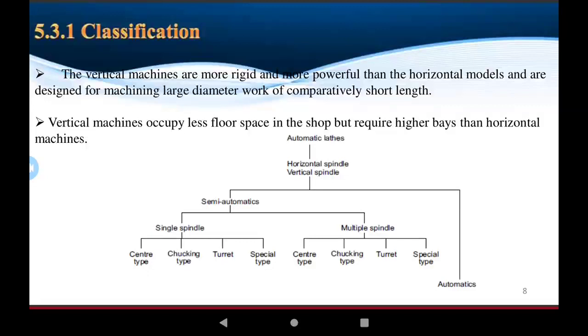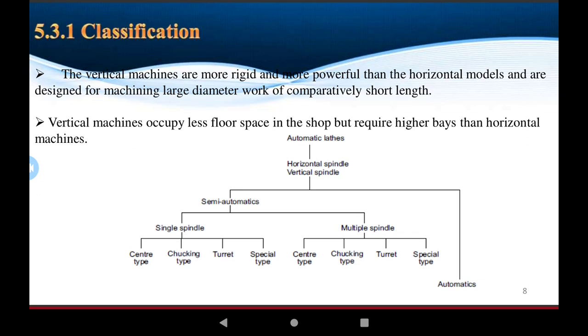The horizontal machine is designed for very large diameter workpieces and performs operations on work of completely short length. In the forward motion, extra metal is removed from the workpiece, and in the backward motion the tool does not cut the metal. Now the vertical machines.